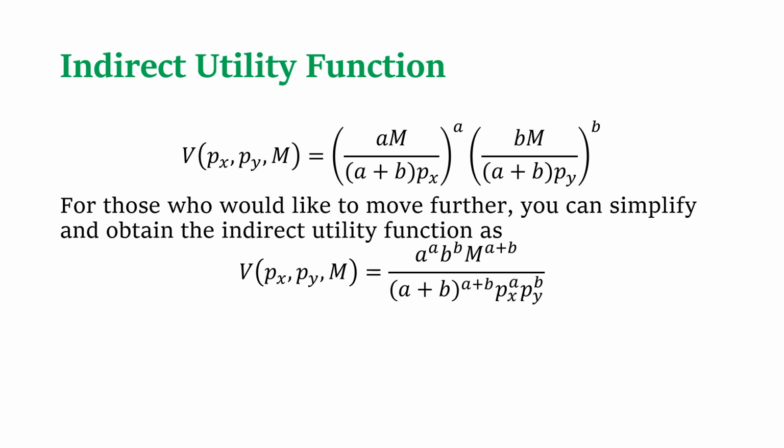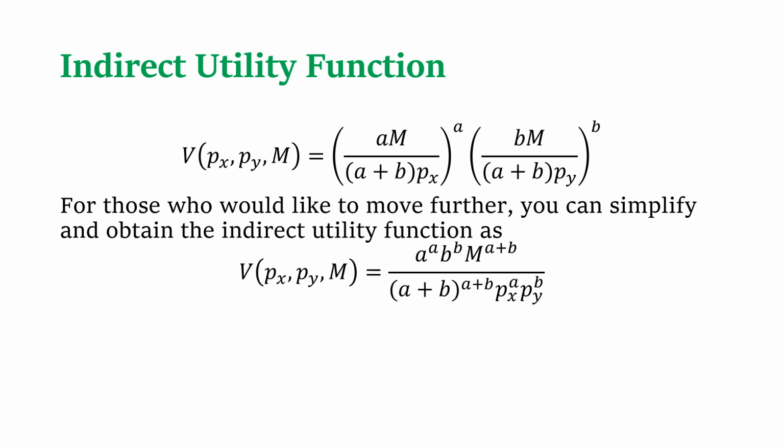Now, for those of you who want to simplify this one further, the indirect utility function is A to the A, B to the B, M to the A plus B, over A plus B to the A plus B, px to the A, py to the B. So this is the indirect utility function.